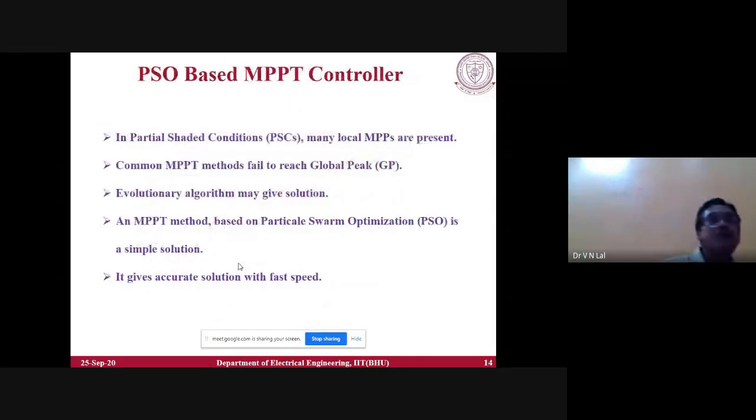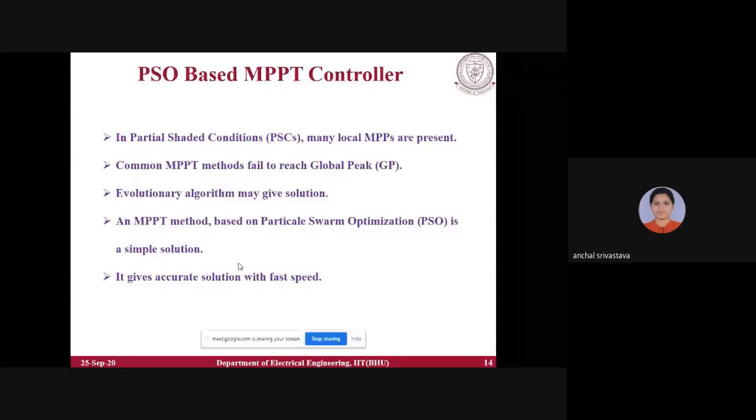Now the PSO, particle swarm optimization, that is an AI, evolutionary algorithm or artificial intelligence technique.